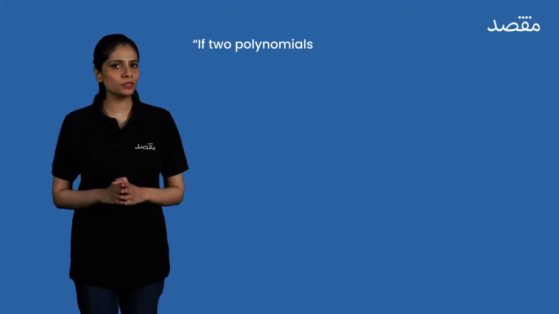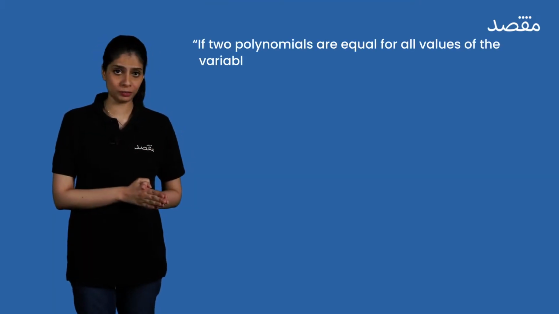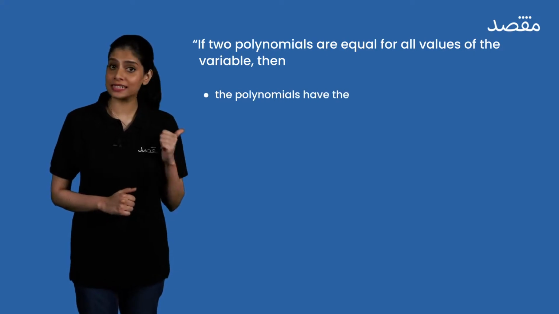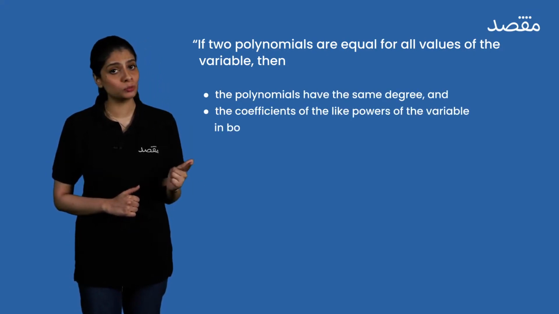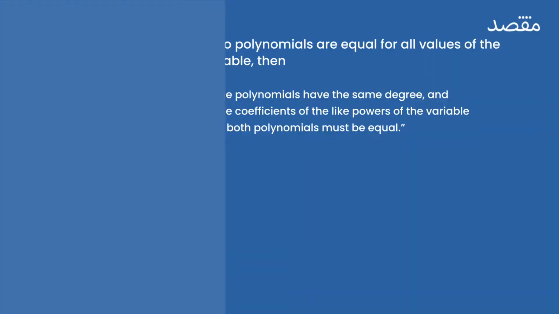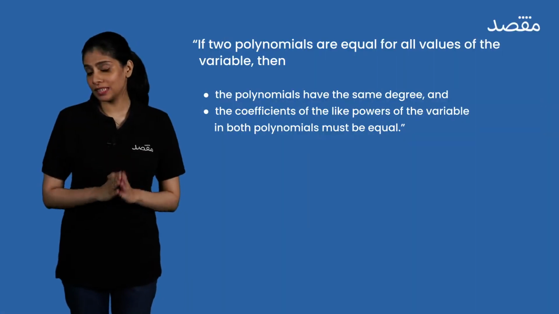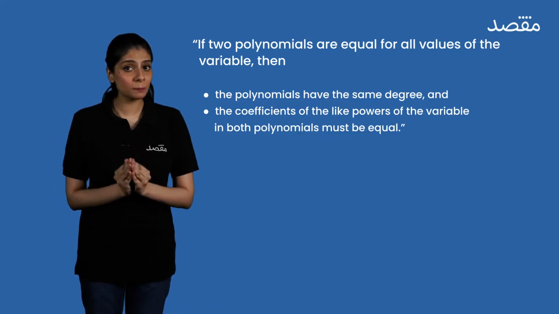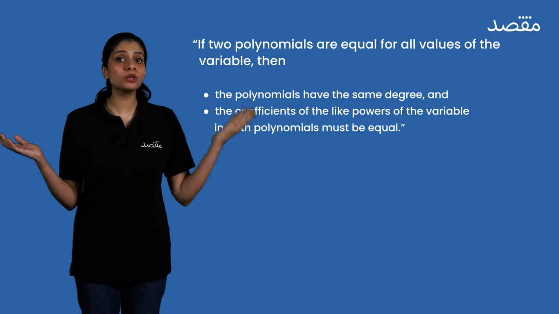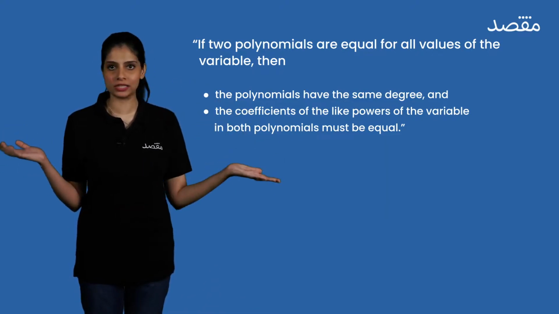So if two polynomials are equal for all values of the variable, then the polynomials have the same degree and the coefficients of the like powers of the variable in both polynomials must be equal. तो ये theorem हमें क्या बताता है? ये हमें बताता है कि अगर हमारे पास एक आइडेंटिटी है so we can compare the constants and the coefficients of the like power on both sides.